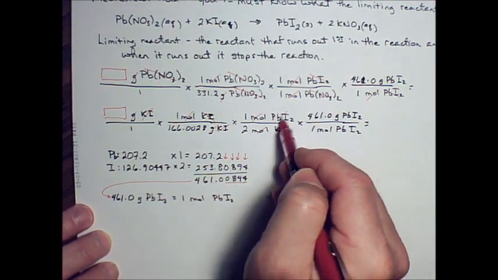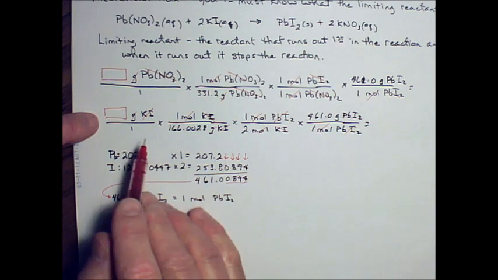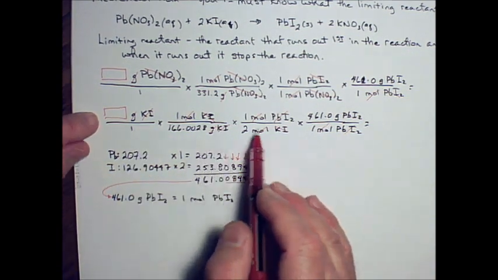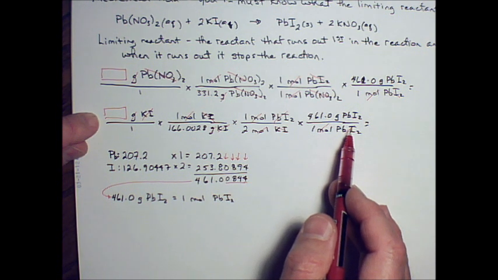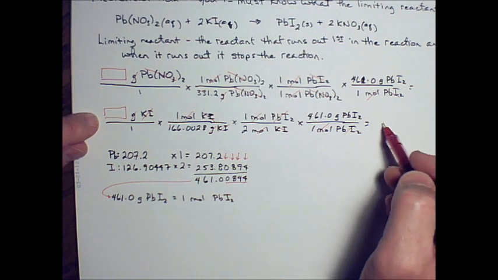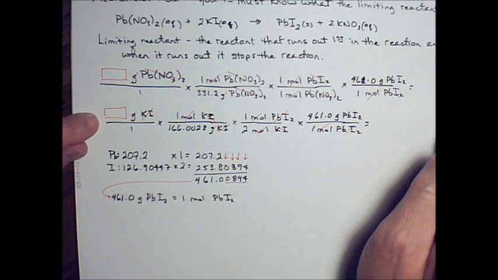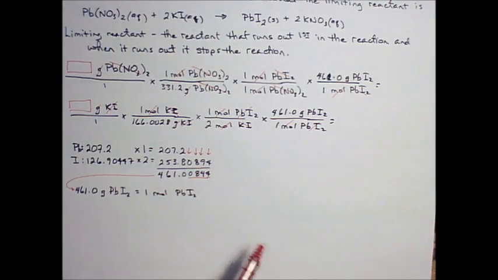So if your limiting reactant is potassium iodide, you'd set up your theoretical yield calculation like this. And the amount, once you round properly at the end of the problem, that is the theoretical yield. That's the theoretical yield.